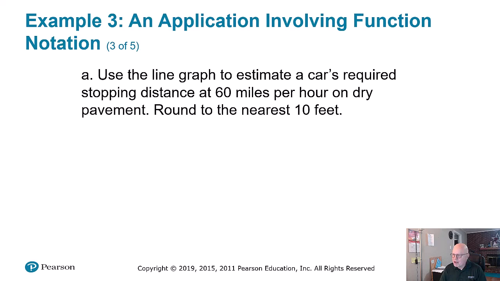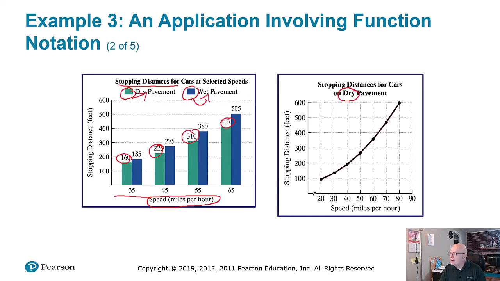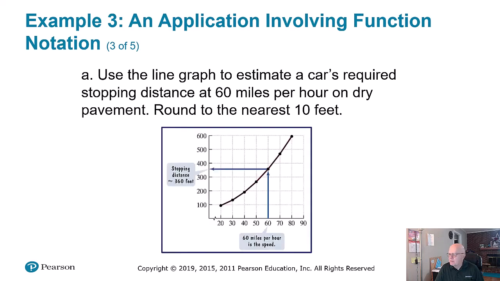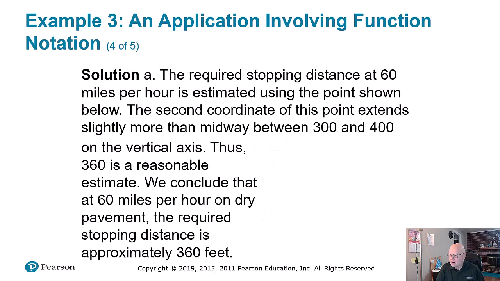So you can sneak back here if you wanted to. Where is 60? Well, 60 is here. So what's the stopping distance? Well, go straight up and over, and that's going to tell you what the stopping distance is if you're going 60 miles per hour on dry pavement. And then round it to the nearest 10 feet. And it comes out to about 360 feet. Now it's hard to do it from a graph like this, but you just do the best you can.